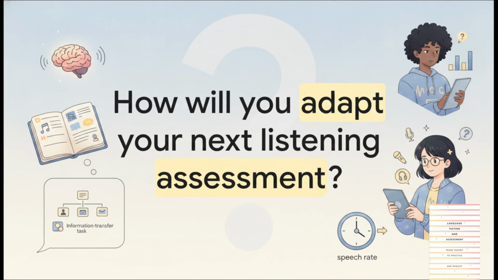We've covered a tremendous amount of academic ground today, from the cognitive strains of Field's 5 levels to the washback effects of poor task design. So, I want to leave our postgraduate listeners with a direct challenge. Look at the assessments you're designing right now. Based on these cognitive and contextual variables, how will you adapt the audio selection and task formats in your next listening assessment? Will you reduce the speech rate for your beginners? Will you switch from a reading-heavy multiple-choice test to an information transfer task to isolate the listening construct?